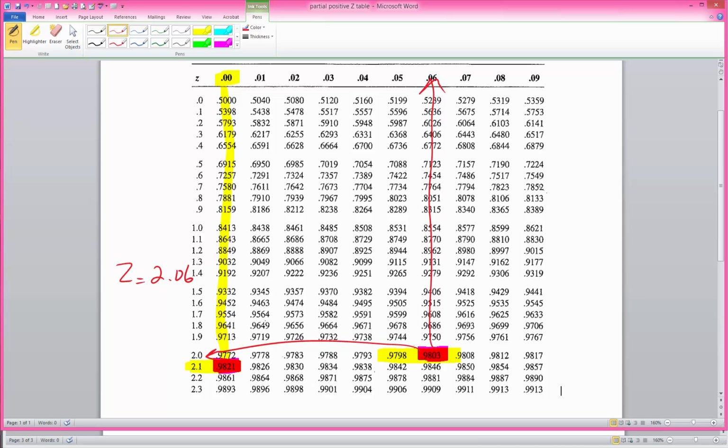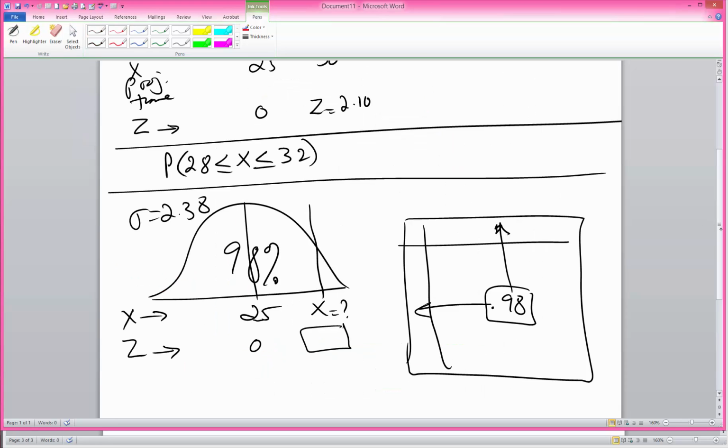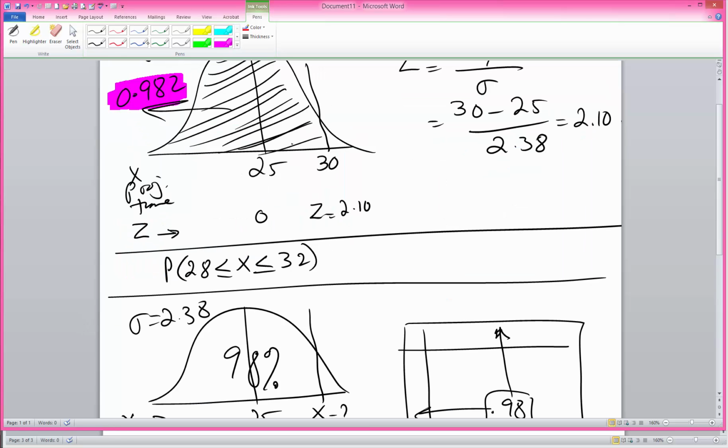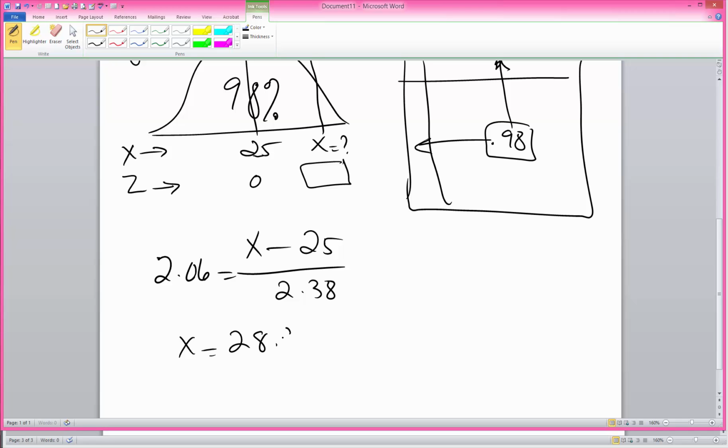So coming back to my problem, I have found that z is 2.06. The x is what I'm looking for. Mu I know is 25 and sigma is 2.38. So x is equal to, I believe it's 28.9, if I'm not mistaken.